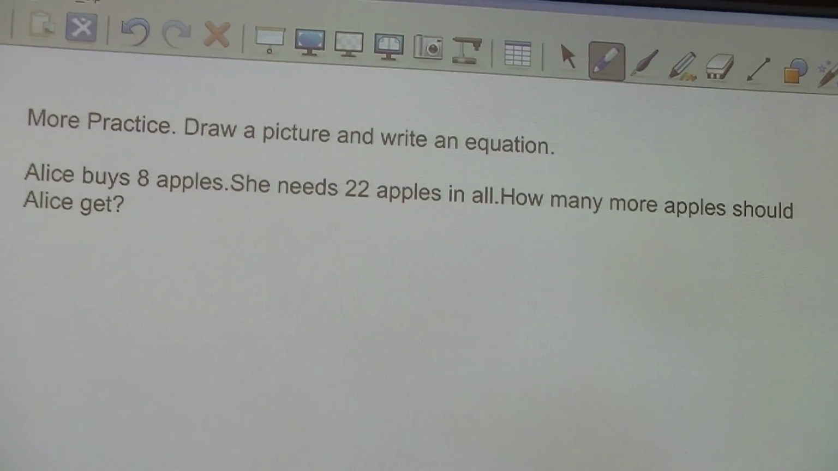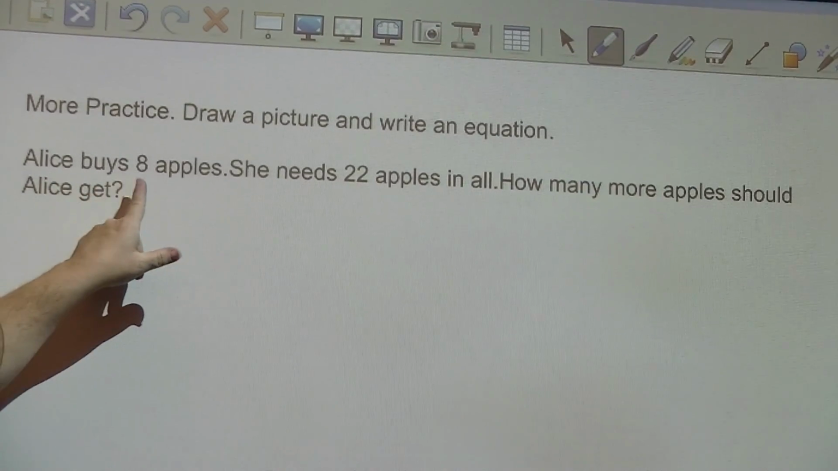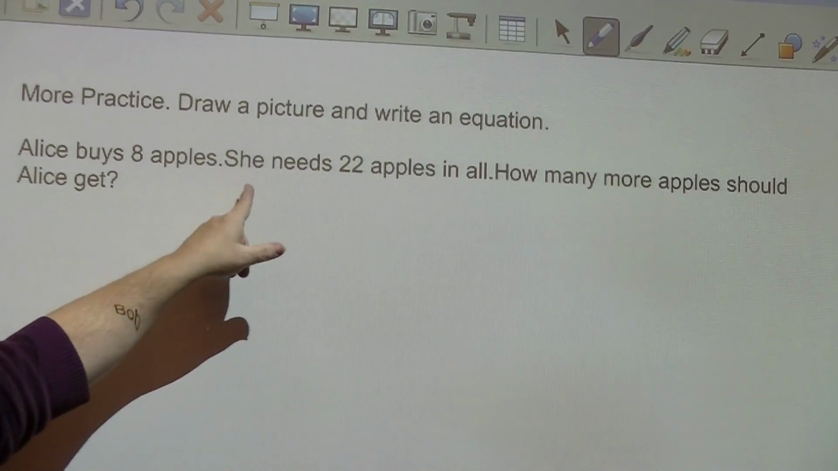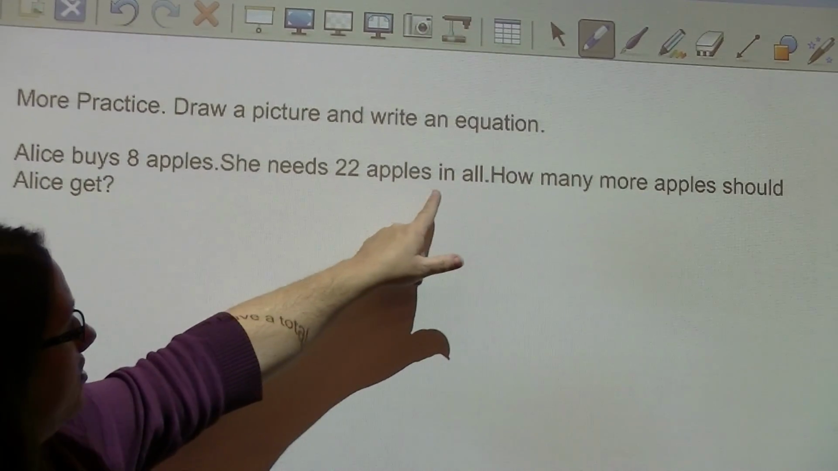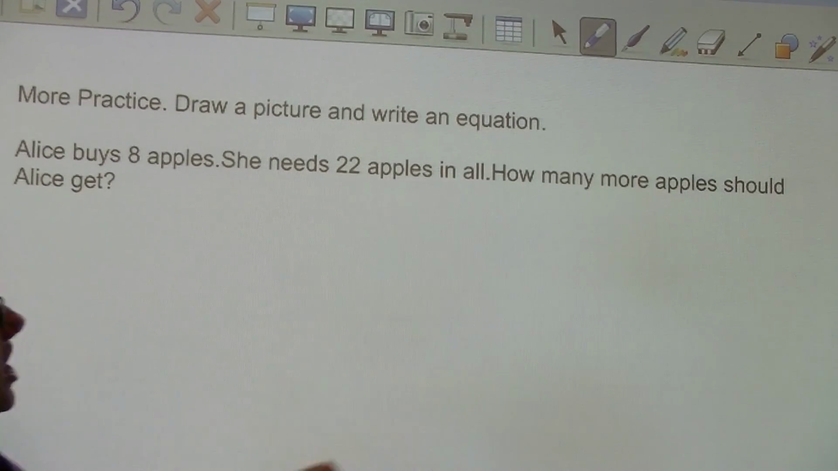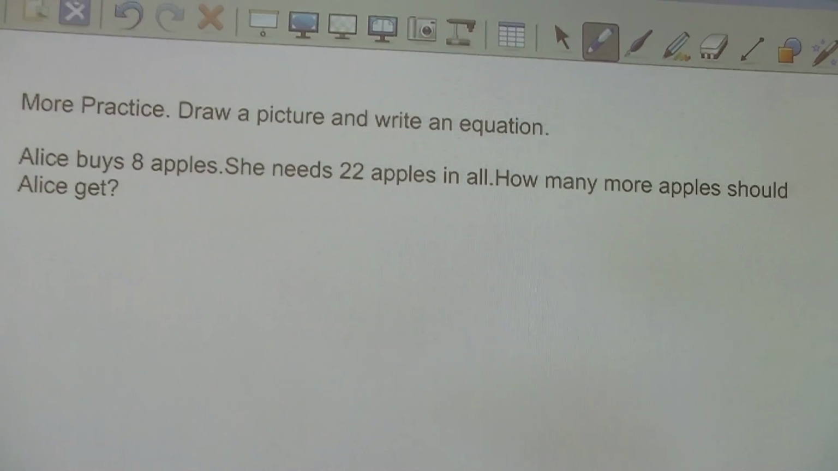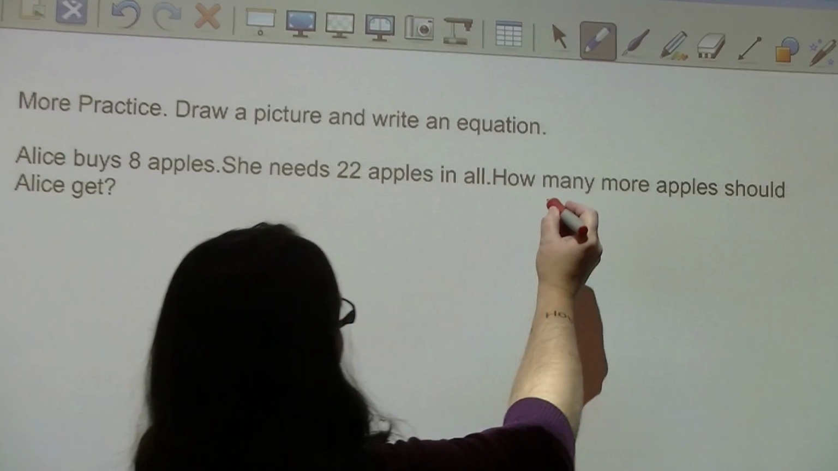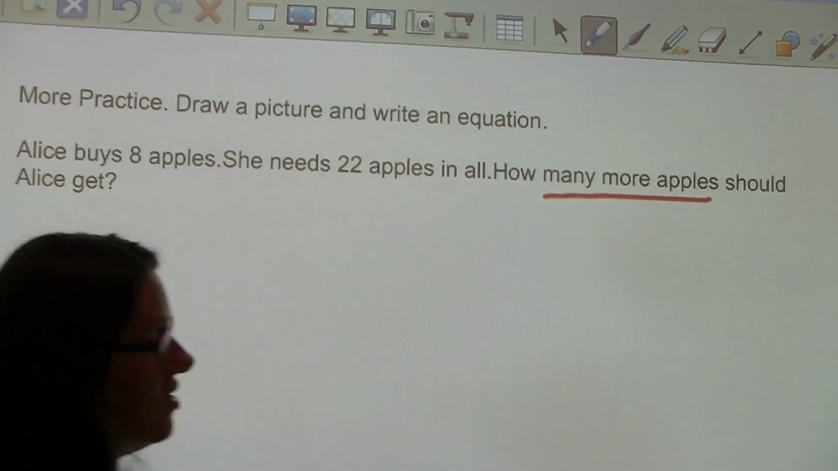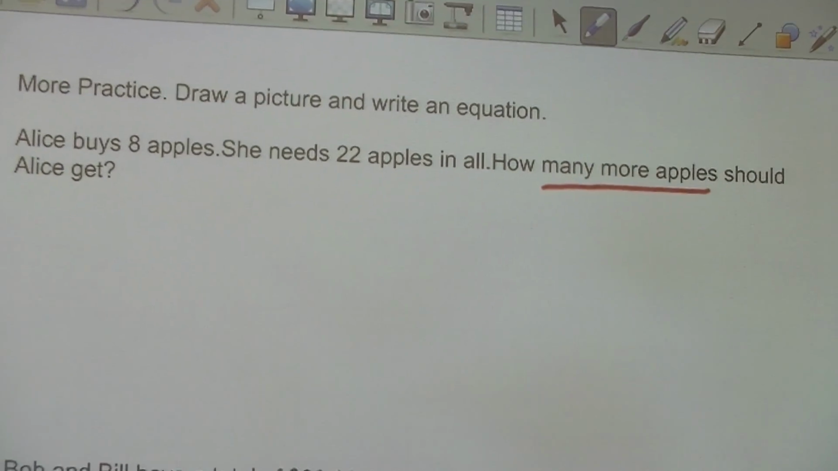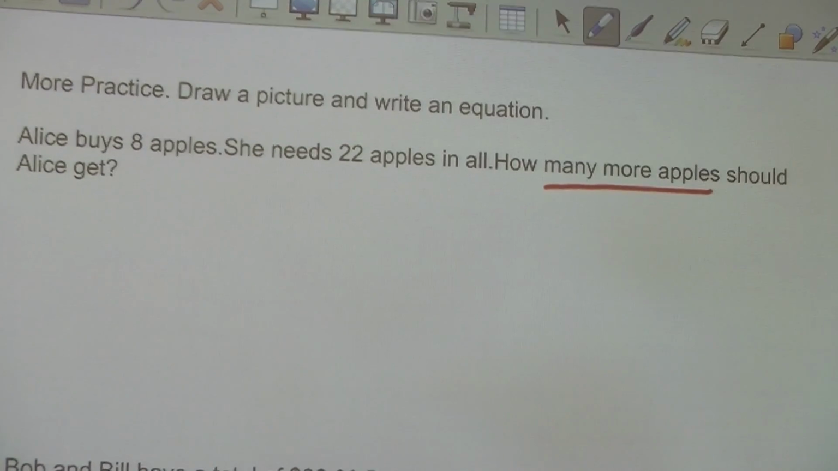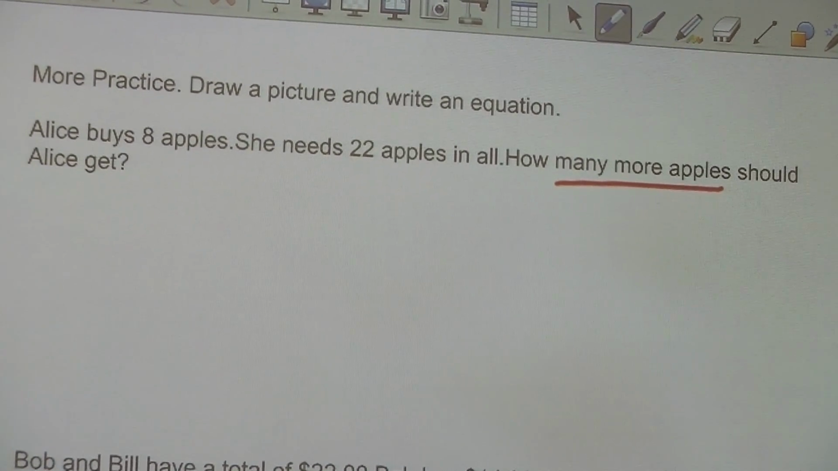So let's start with this first one. Alice buys 8 apples. She needs 22 apples in all. How many more apples should Alice get? Clue words here being how many more. That's what we need to find out. Okay, so we need to take what we know, which is what?